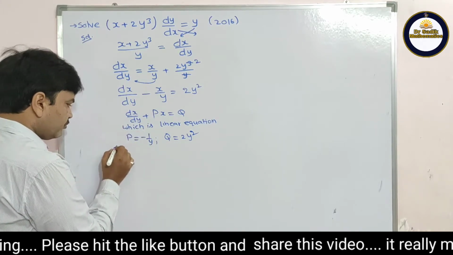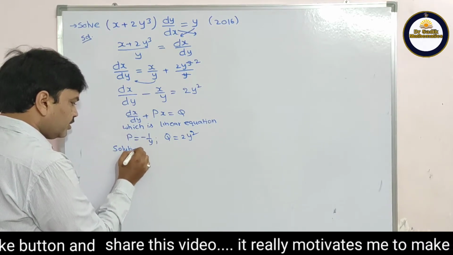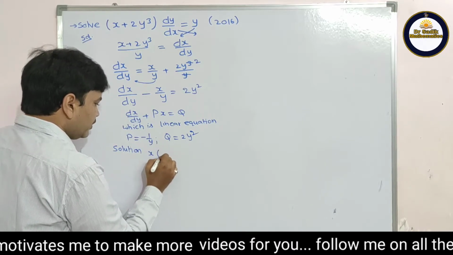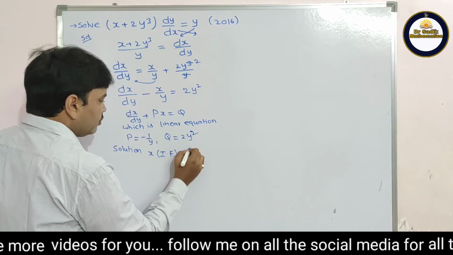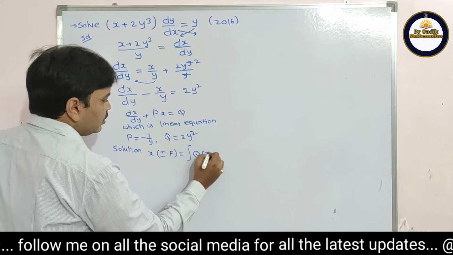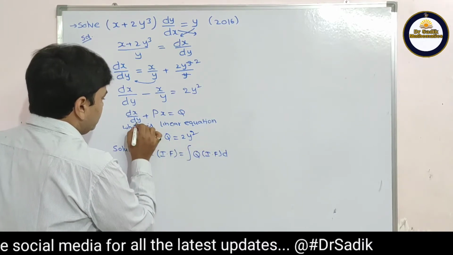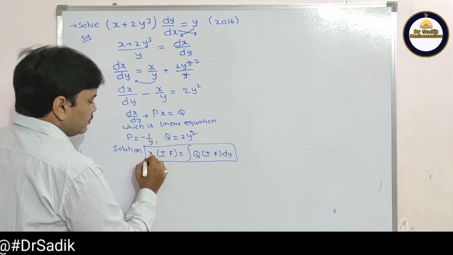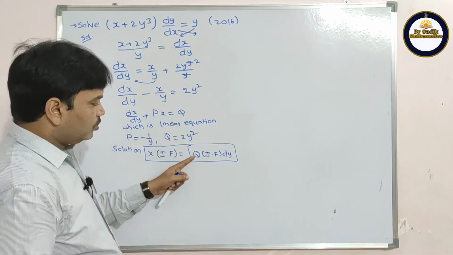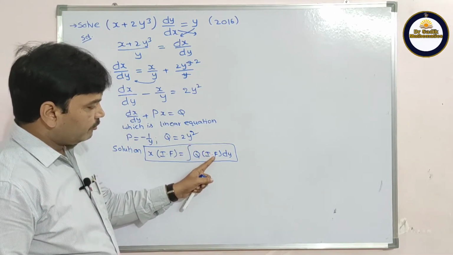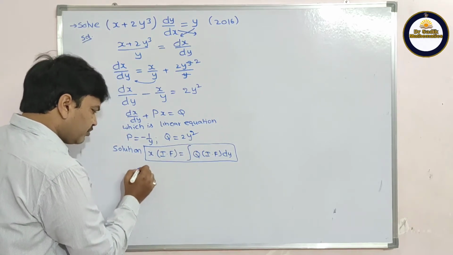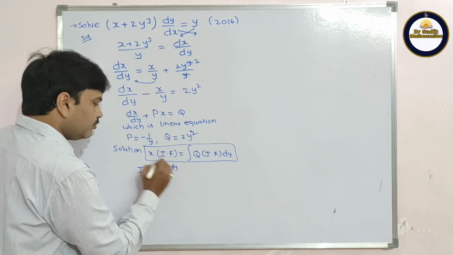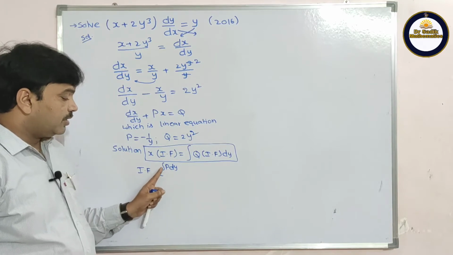Now what is the solution of this equation? What is the dependent variable? x. So x times the integrating factor equals the integral of Q times the integrating factor dy. What is the integrating factor? The integrating factor is e^(integral P dy).